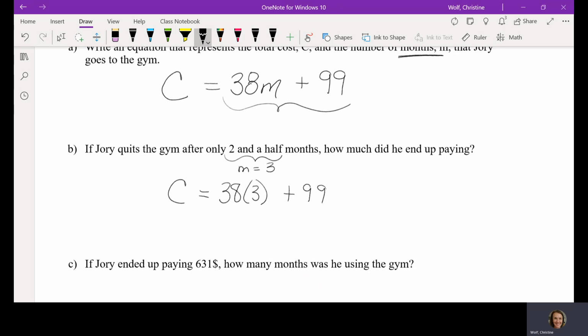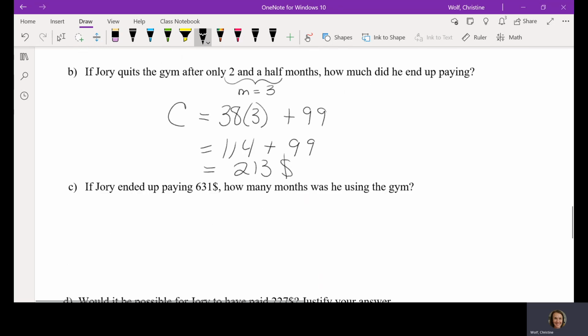So that's what we're going to do first, is figure out what's 38 times 3. And that's $114. But then we're going to add that $99 that he paid at the beginning, right? And so we find out that his cost, the cost for him to have been part of that gym for those 2.5 months, is $213.